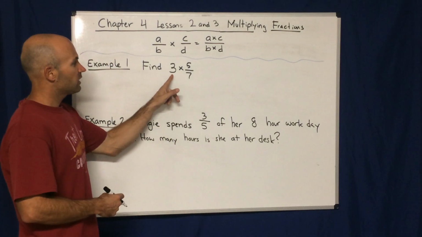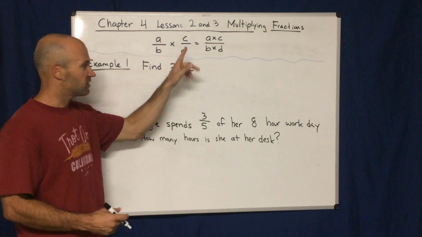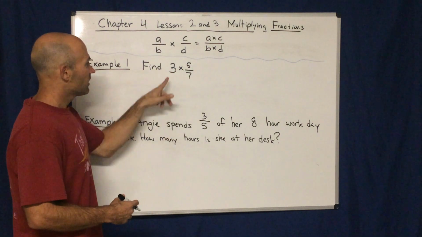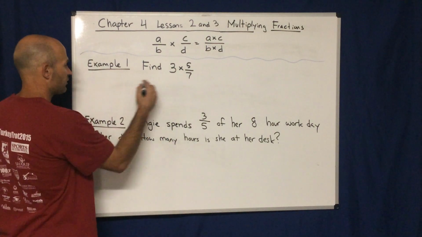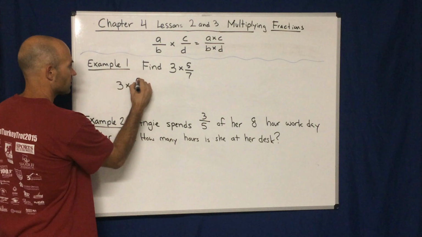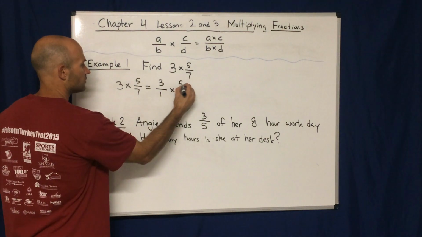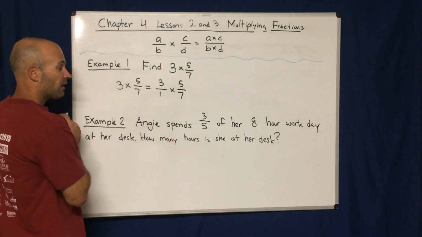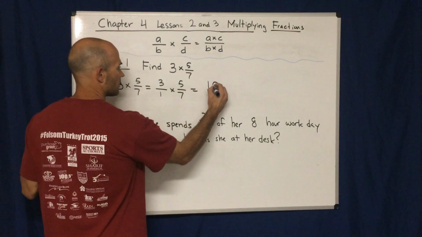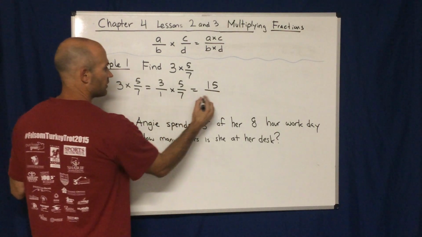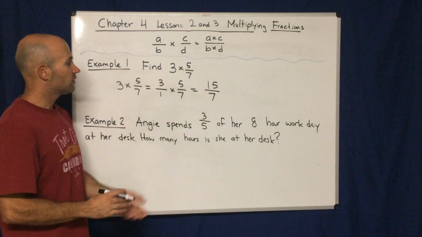Here we're going to multiply 3 times 5 over 7. You might say, wait a minute, we're talking about multiplying fractions, and 3 is a whole number. And that's true, but you can always rewrite this whole number, 3, as 3 over 1. So 3 times 5 sevenths. The number 3 is equivalent to the fraction 3 over 1. And now I can just multiply straight across. 3 times 5 is 15. And 1 times 7 is 7. And there's my answer. 3 times 5 over 7 is 15 over 7.